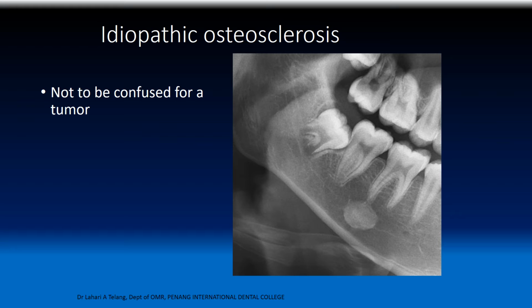The differential diagnosis would be condensing osteitis or enostosis, but in this case, you can see that the lamina dura is intact for this molar, and the molar doesn't seem to be having any pulp involvement, and hence this is an idiopathic osteosclerosis. Absolutely benign and can be left the way it is and need not receive treatment.